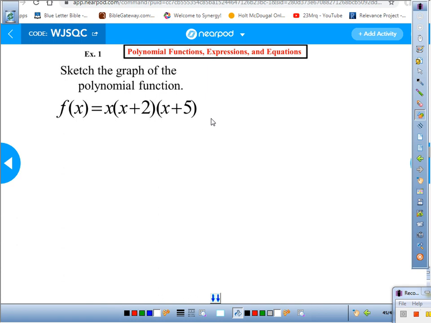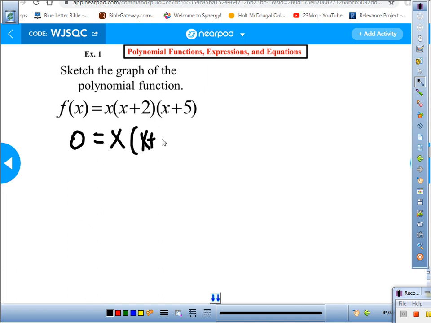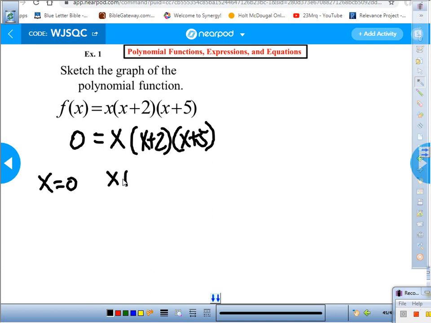Who noticed that it's already factored? So, what's the only step that they skipped if we were to start from the very beginning? They should have made f of x equal to what? 0. x, x plus 2, x plus 5. From there, now that we have factors, we set each factor equal to 0. All right, from there, I solve.